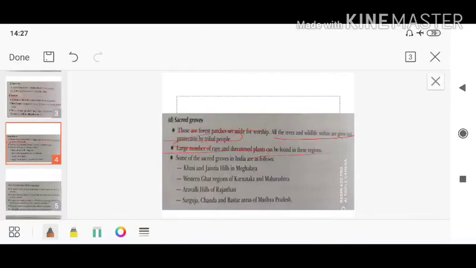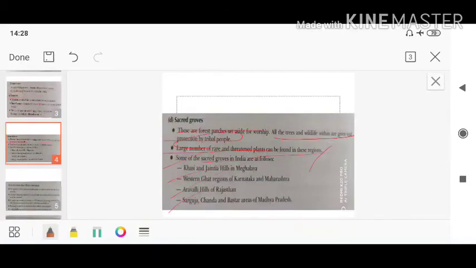Some examples of sacred groves are given: Khasi and Jaintia hills in Meghalaya, the Western Ghat region of Karnataka and Maharashtra, Aravalli hills of Rajasthan, and Sarguja, Chanda and Bastar areas of Madhya Pradesh. These are all examples of what? Sacred groves. In those areas, cutting of trees or harming any animal is not allowed, because they worship that as their god and they should not harm any organisms living there, okay.